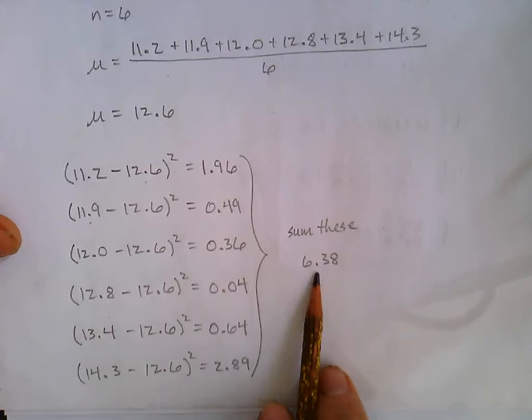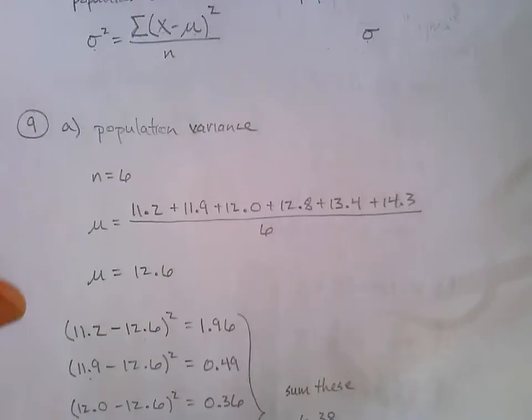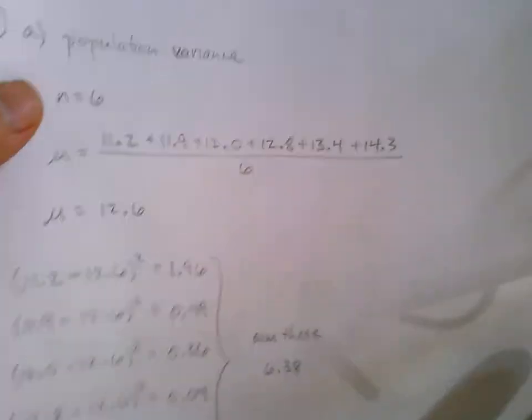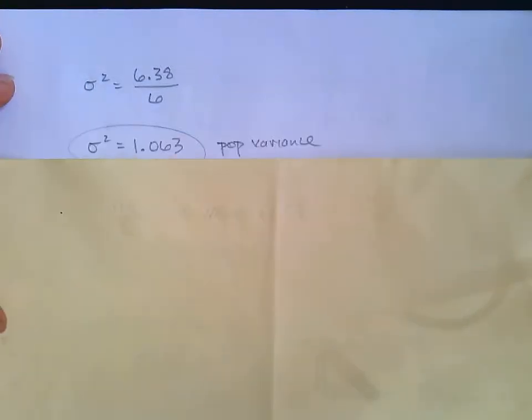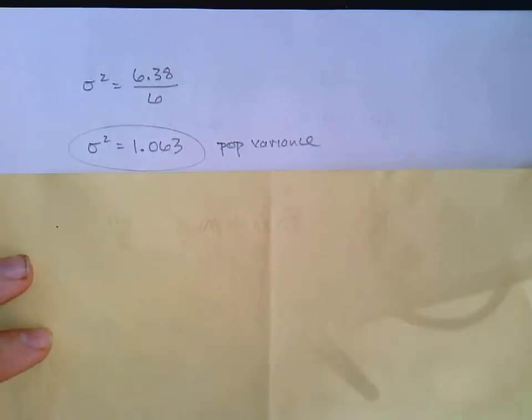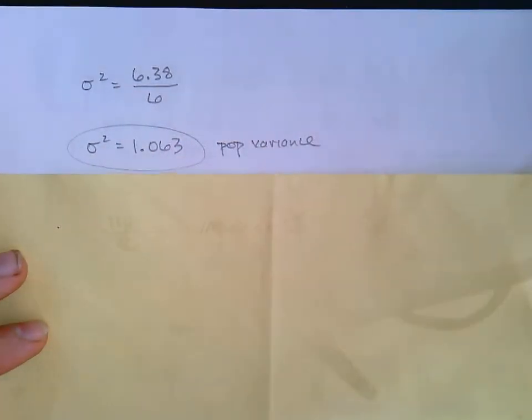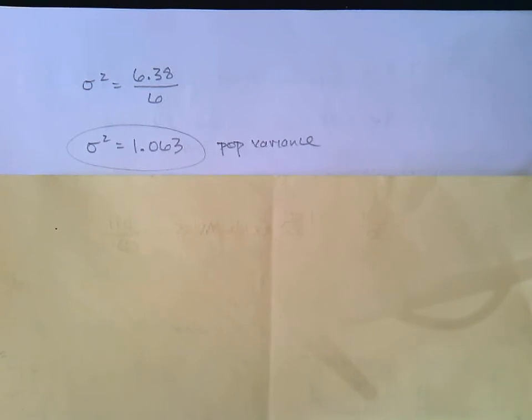So this number right here is our numerator in that formula. And then, of course, we know we're going to divide by the 6. So I need to continue on the next page. Here's what we got. We know sigma squared will equal 6.38 divided by 6. So let's go ahead and divide there. And the question told us to round to 3 decimal places. So there you go. When you round, 1.063. The next digit would be a 3, so we'll just keep it rounded that way. That's the population variance.